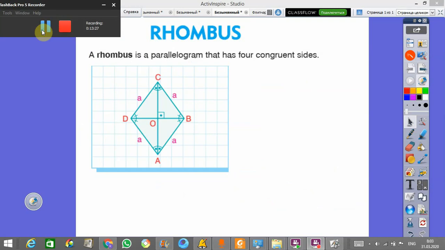Next subject, rhombus. A parallelogram that has 4 congruent sides. For example, in the figure ABCD is the rhombus. Its opposite sides are parallel, so it is a parallelogram, and all its sides are congruent. We can see that the rhombus has all the properties of a parallelogram.